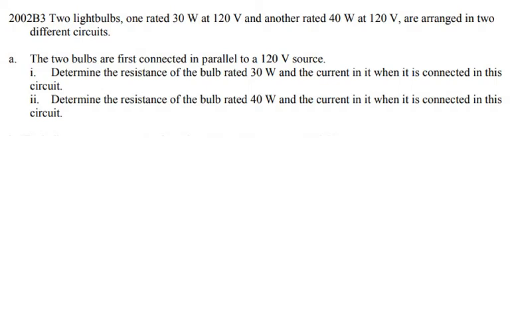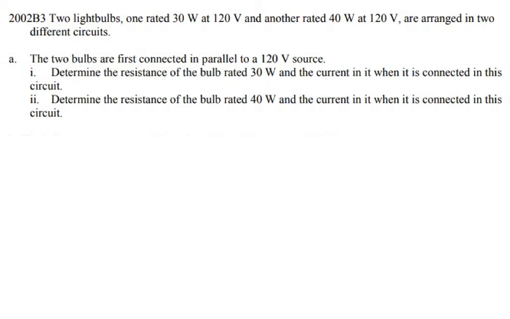So for part A, the two bulbs are first connected in parallel to a 120 volt source. Determine the resistance of the bulb rated 30 watt and the current in it when it is connected in this circuit, and then determine the resistance of the bulb rated 40 watt and the current in it when it is connected in this circuit.